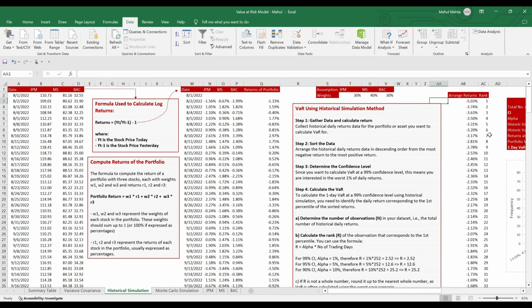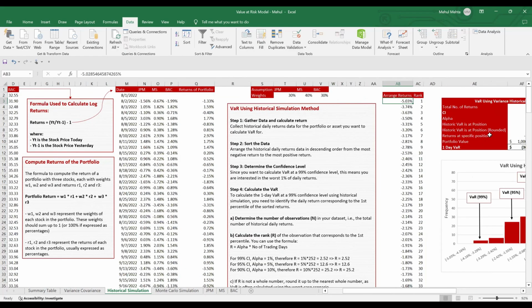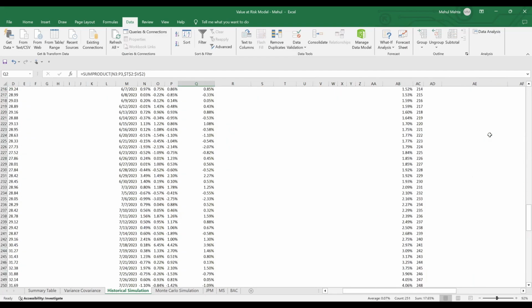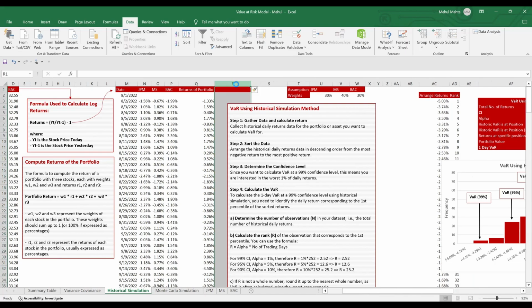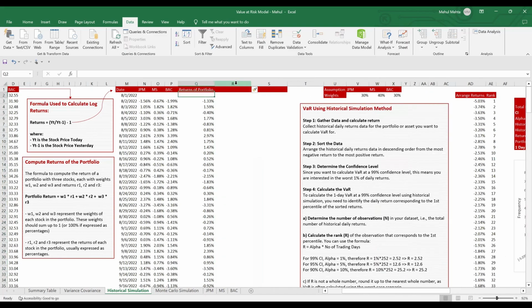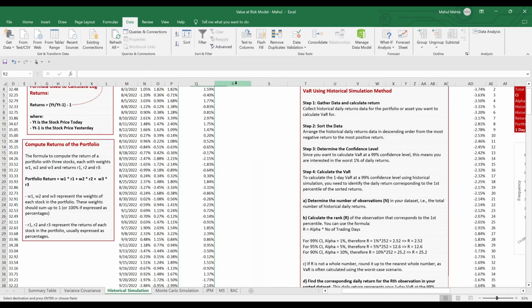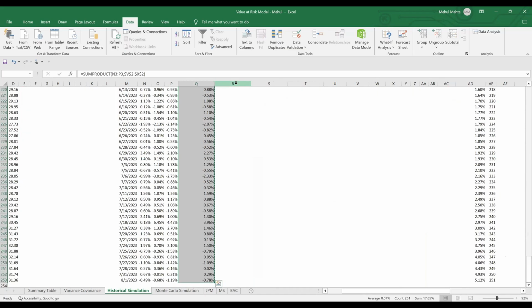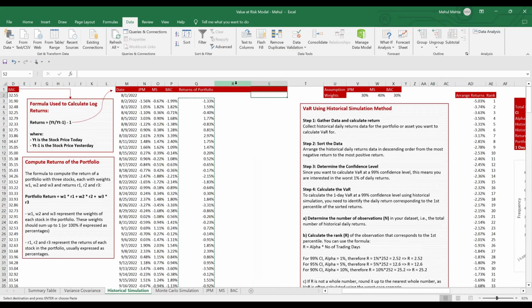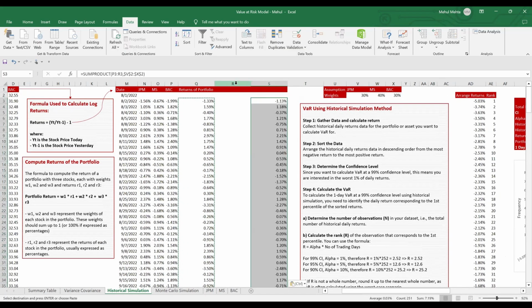So as I said, once you calculate the portfolio return, what you need to do is arrange this whole return series in ascending order. Let me quickly show you how you can do it. Let's say we take this data and we arrange this.